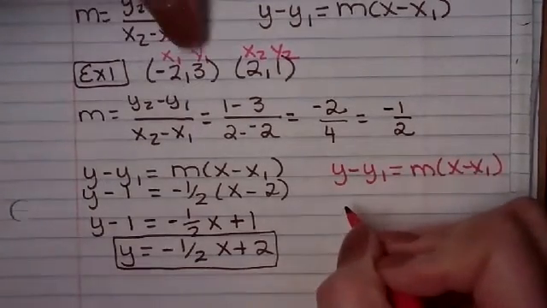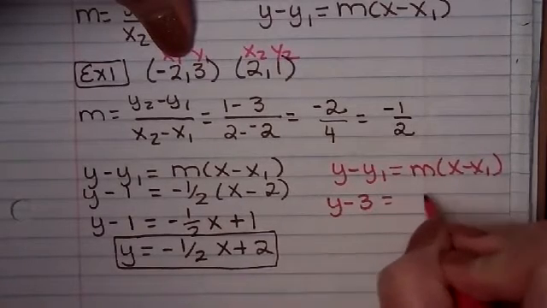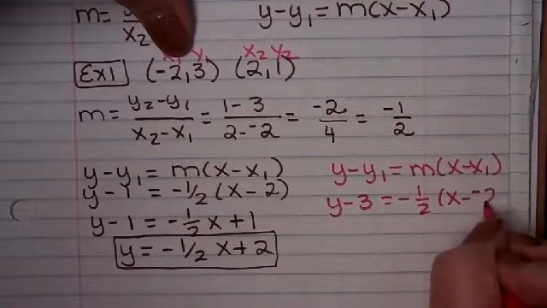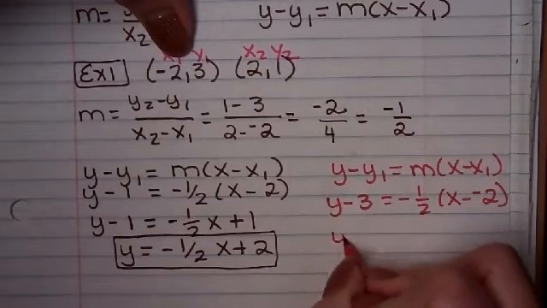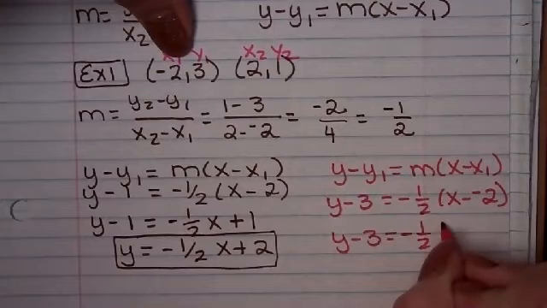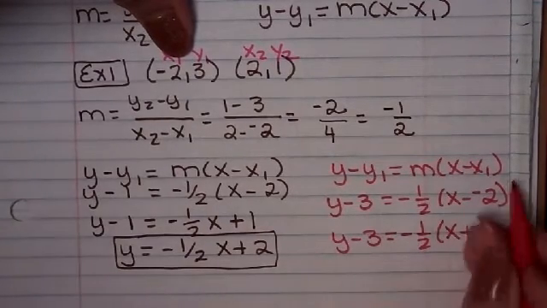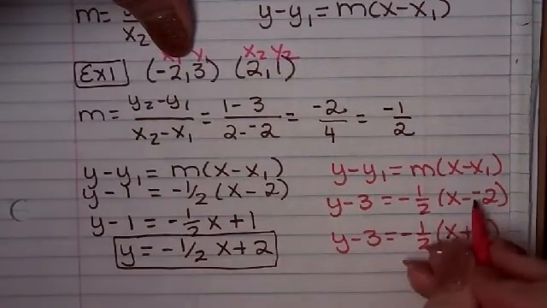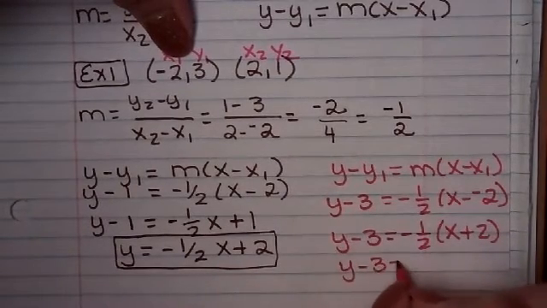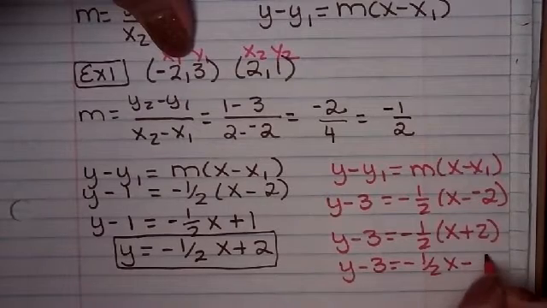So if I had used this point right here, I would have had y minus 3 equal to -1/2 times x minus -2. Let's see, y minus 3 equals -1/2, and then that's x plus 2. So see, I had to do an extra step there to change that minus a negative to plus the positive. So y minus 3 equals -1/2 x minus 1.